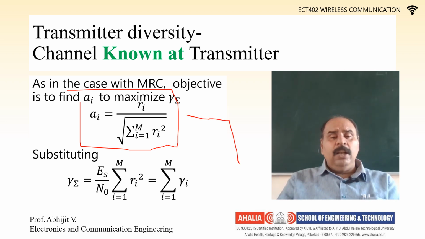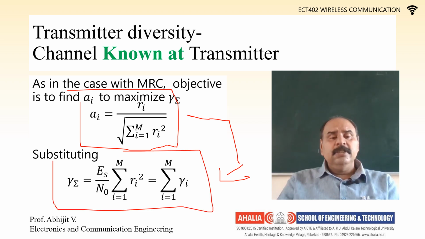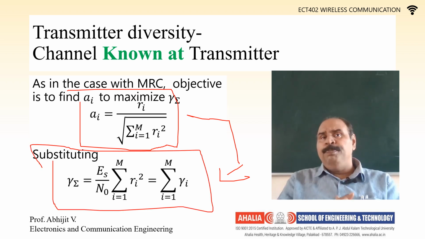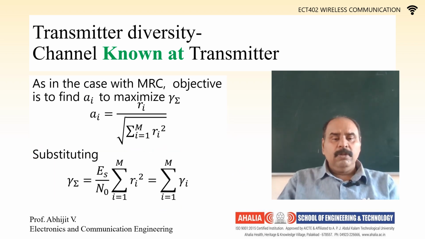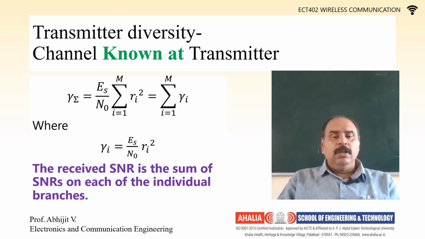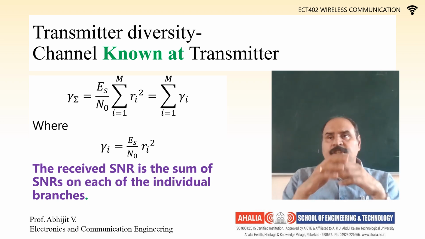On substituting this value here, you will get the output signal to noise ratio, the combiner output, to be equal to Es by N naught summation I equal to 1 to m Ri square. This is nothing but summation I equal to 1 to m gamma I, which is the instantaneous SNR at each branch. So we got the value of signal to noise ratio. The received signal to noise ratio is the sum of SNRs on each of these individual branches.